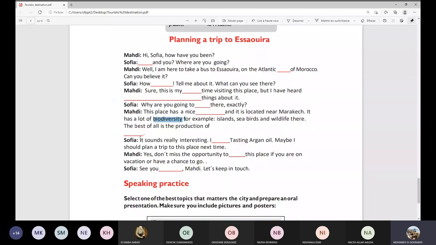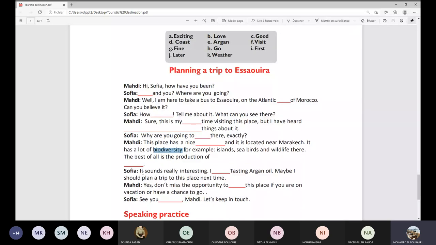In the production of? Again. Okay. Islands, seabirds, and wildlife there. The best of all is the production of argan. Okay, so the common word is argan. The scientific name of argan is Argania spinosa. Okay, argan.